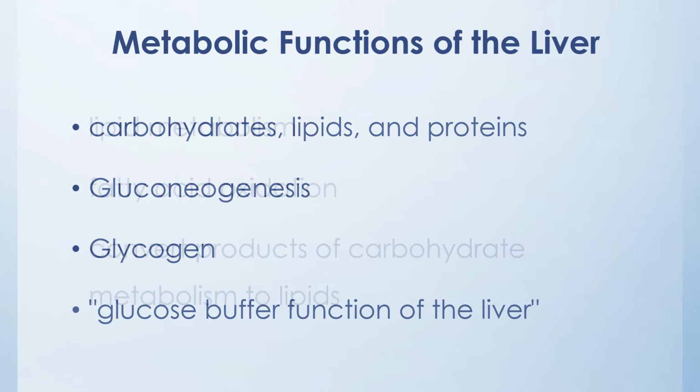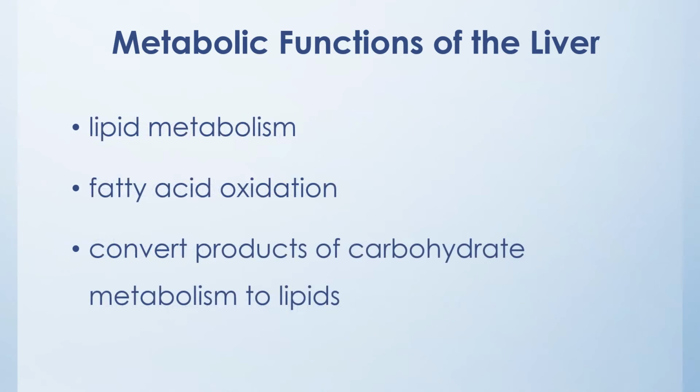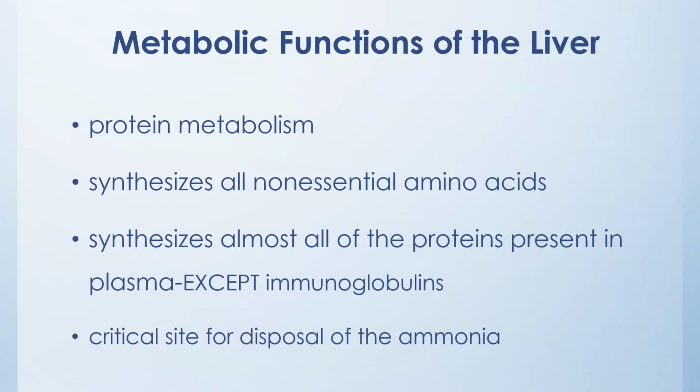in the process of glycogenolysis, and it is what we call the glucose buffer function of the liver. So it's also involved in lipid metabolism, especially because the liver produces a lot of enzymes for fatty acid oxidation and converts products of carbohydrate metabolism to lipids. And also it is involved in protein metabolism because it synthesizes all non-essential amino acids, synthesizes almost all the proteins present except immunoglobulins, so that is the exception.